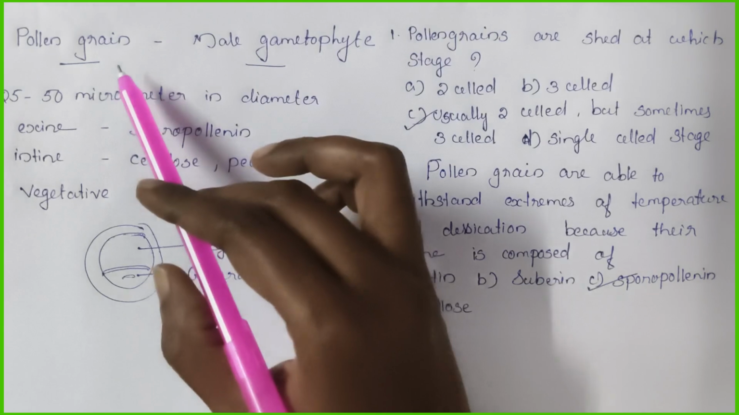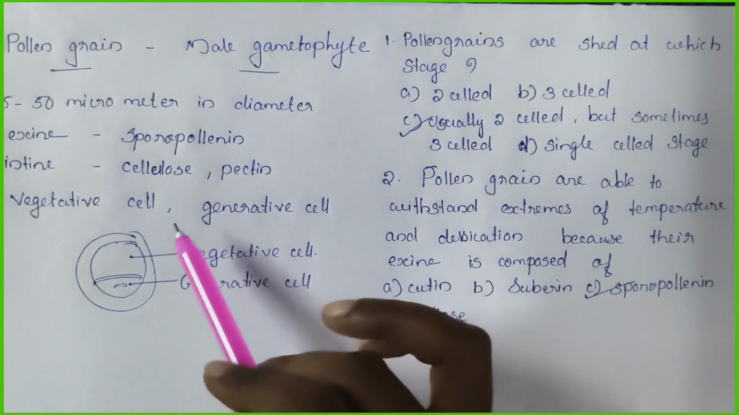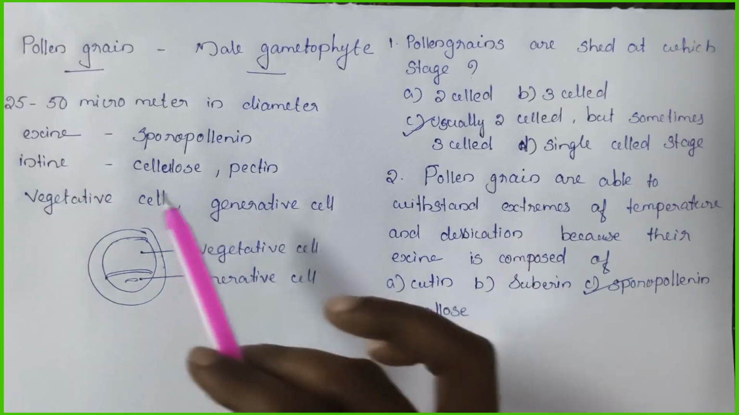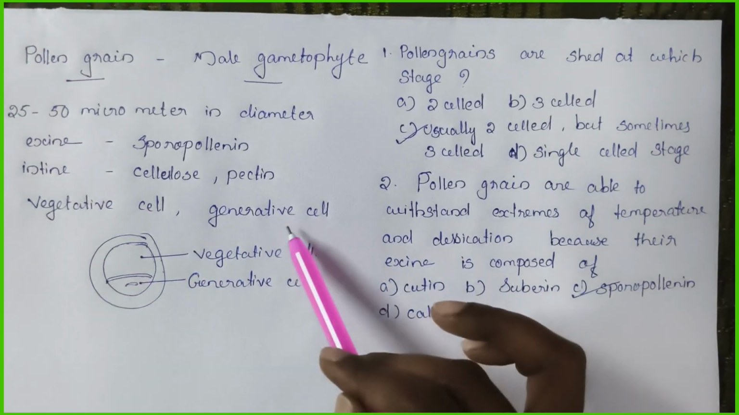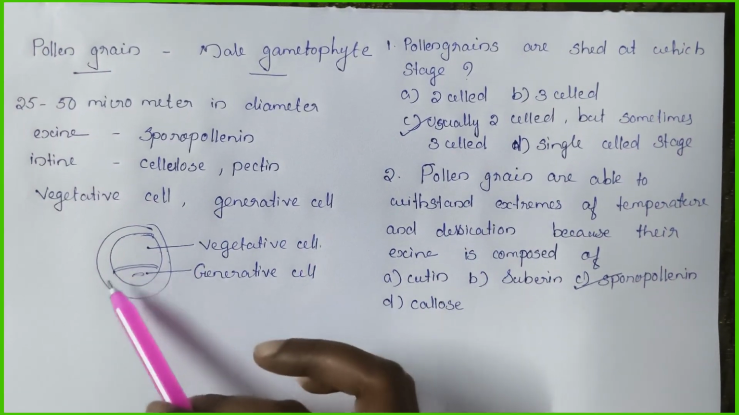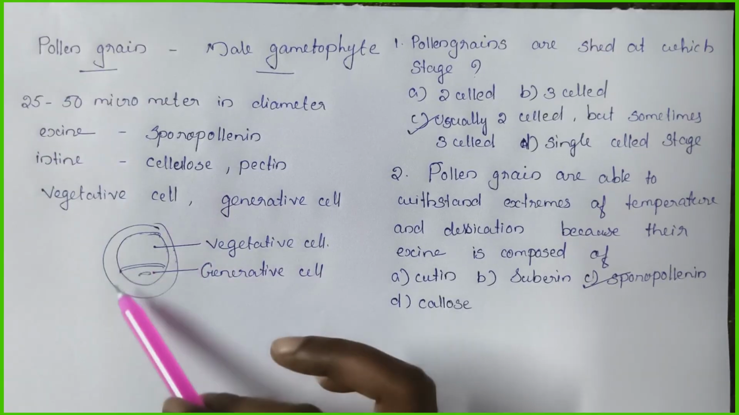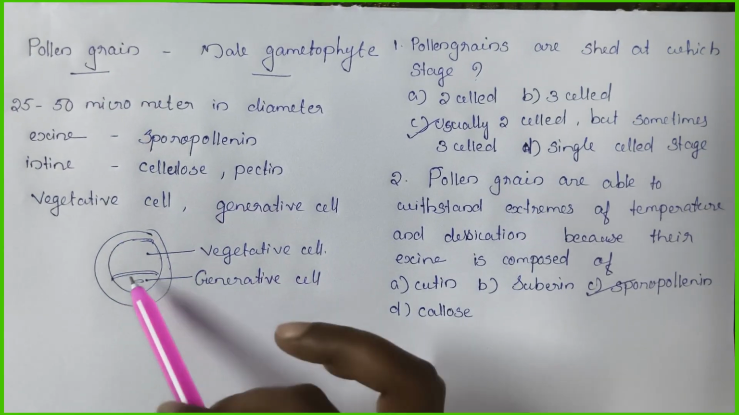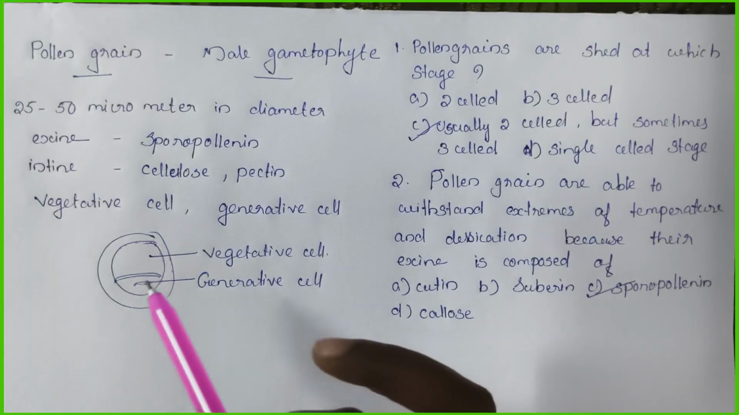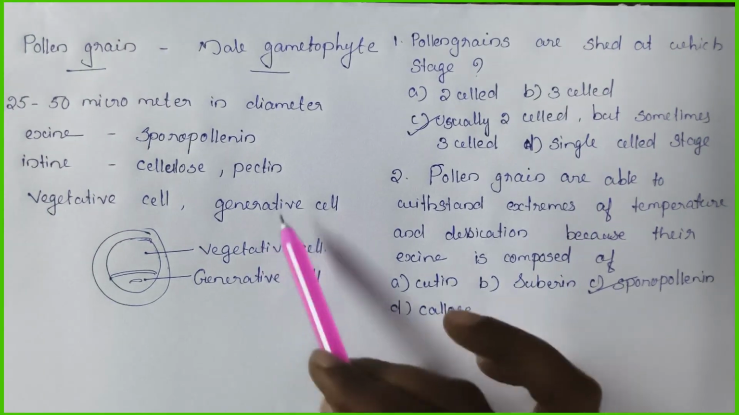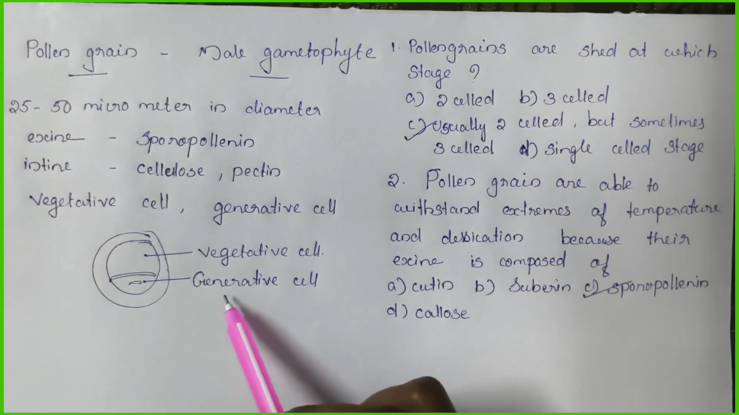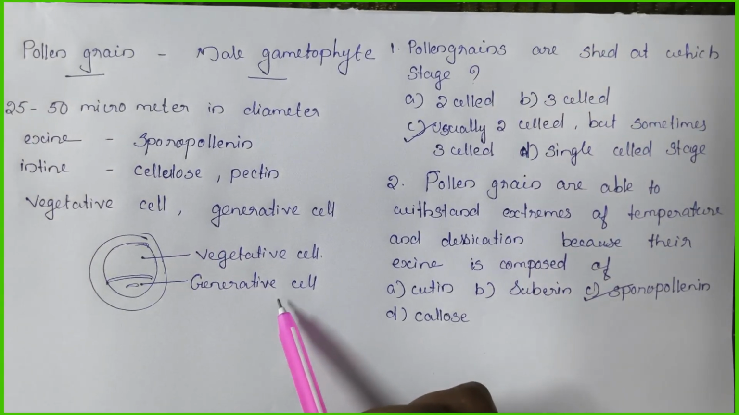When the pollen grain matures, it divides into two cells, the vegetative cell and the generative cell. The vegetative cell is bigger. It is used to store food, and it has more than one nucleus. Inside the cytoplasm of the vegetative cell, the generative cell floats. The generative cell is small.